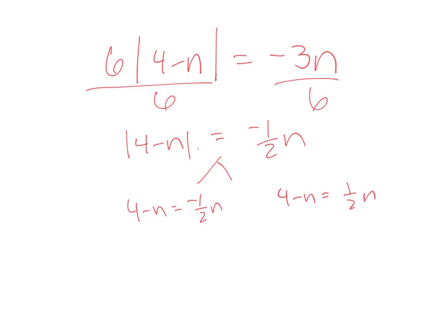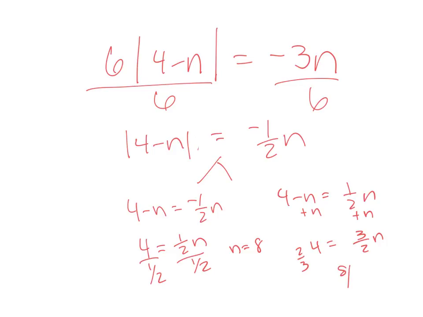So now we're going to add n to both sides. So 4 equals, when you add 1, you get 1/2 n. And when you divide by 1/2, you get n equals 8. Over here, you add n, and you get 4 equals 3/2 n. And when you divide by 3/2, it's the same as multiplying by 2/3. You should get 8/3 equals n.